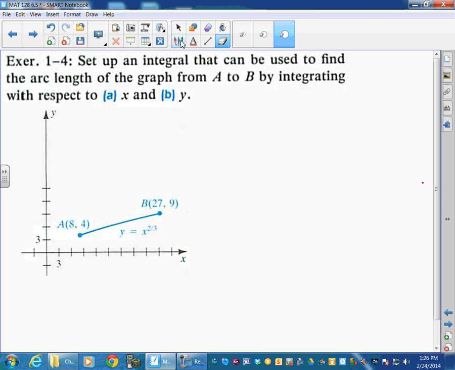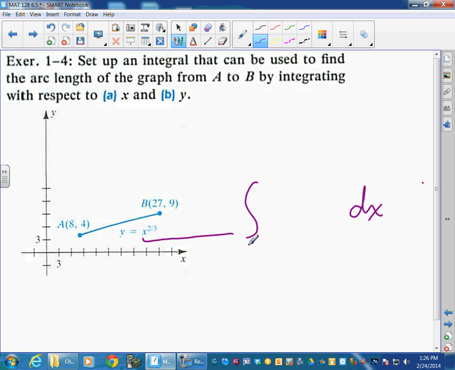Is this one going to be a dx or dy integral? Probably dx, I would assume. Bounds? Well, because it says y equals. The bounds in this case?